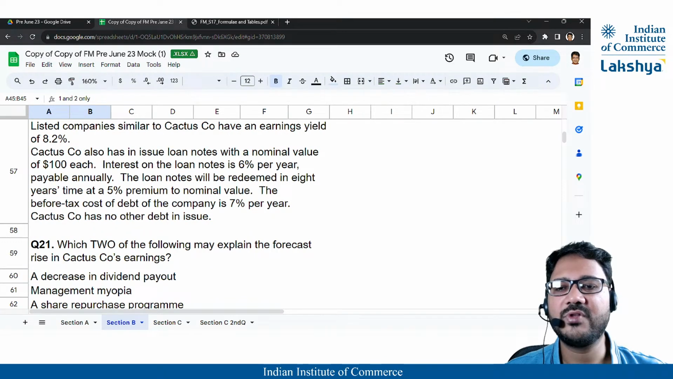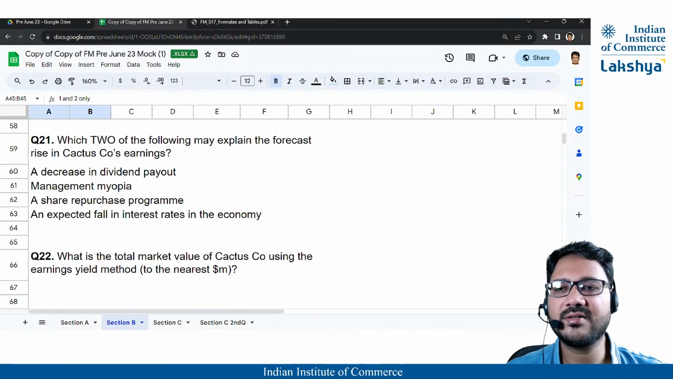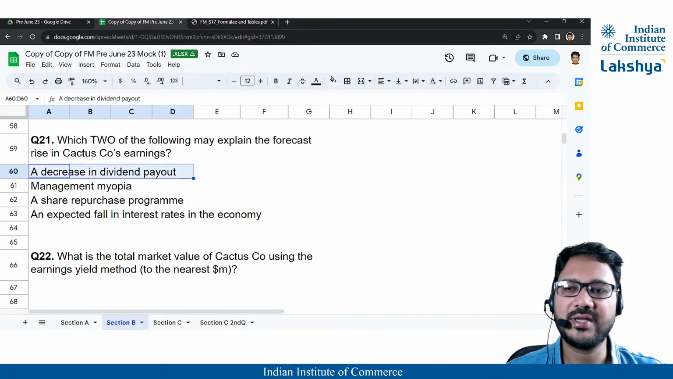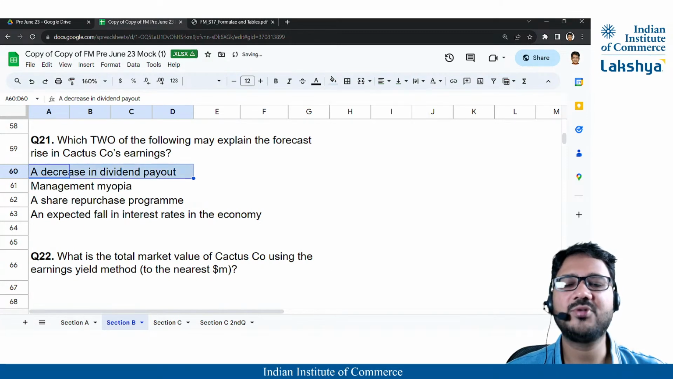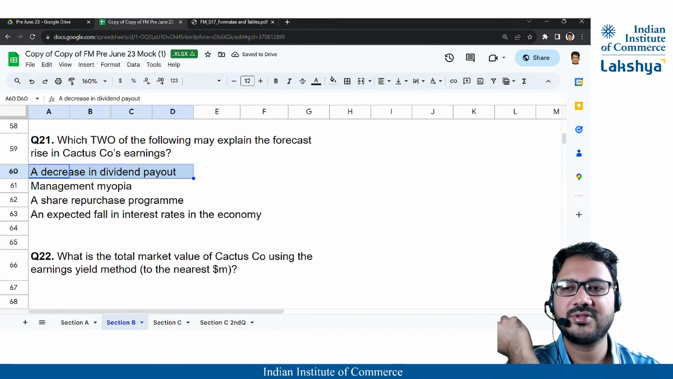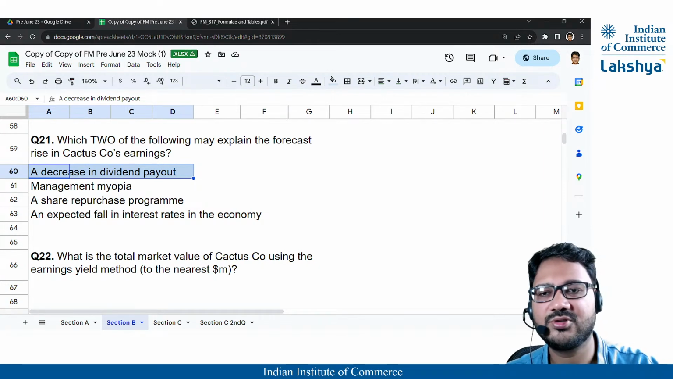Okay. Which two of the following may explain the forecast rise in Cactus company's earnings? A decrease in the dividend payout. Yes, this can be correct. When the dividend payout reduces, what's going to happen? You will have more retained earnings, which you can invest and make more money on. Also, retained earnings is a cheaper source of financing, so your overall cost of capital will also reduce.